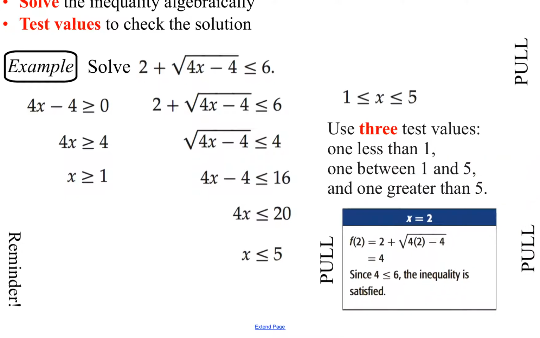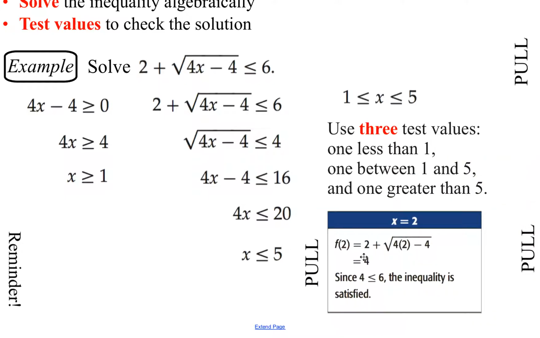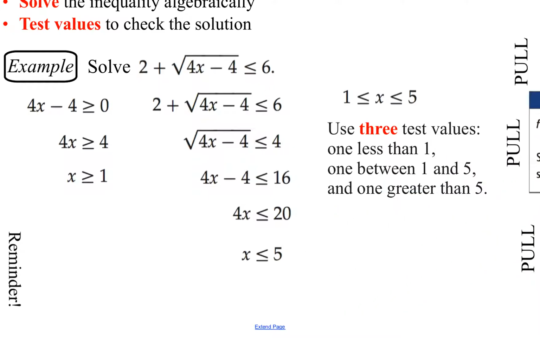Let's check one that is between 1 and 5. I chose 2. If we plug 2 into our original equation, we get 8 minus 4, which is 4. The square root of 4 is 2, and 2 plus 2 is 4. So this works. 4 is less than or equal to 6. Remember, this has to be less than or equal to 6. And our inequality holds true.